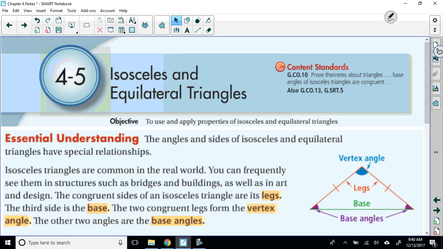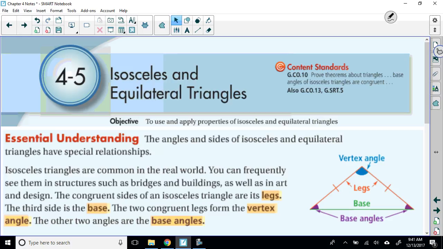So chapter 4, we're nearing the end of it. Chapter 4, section 5 deals with some special kinds of triangles, isosceles and equilateral. The essential understanding box does a good job of explaining things. There's a few things on your note-taking packet for my class that's watching this back that you'll have to fill in. And it's basically everything that's highlighted.